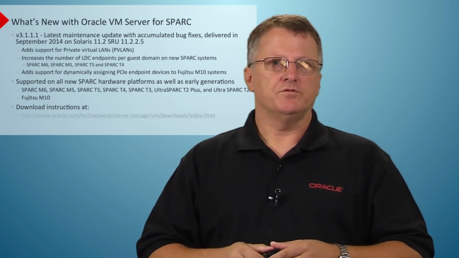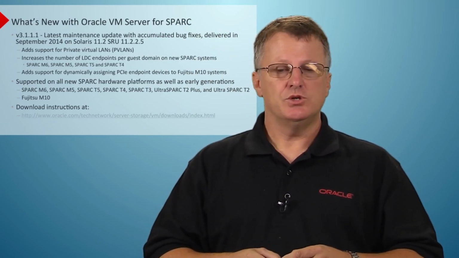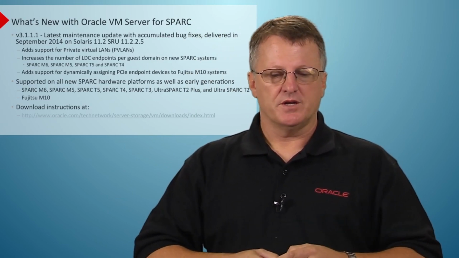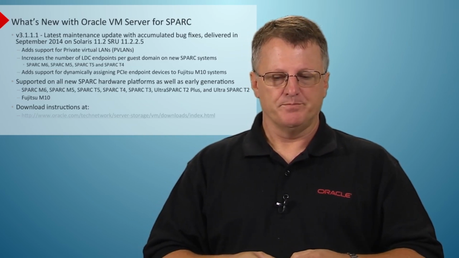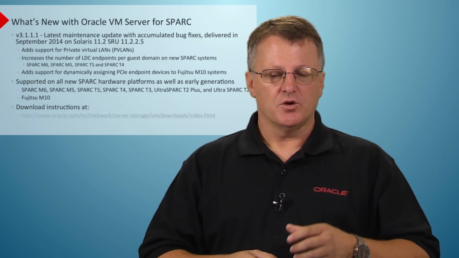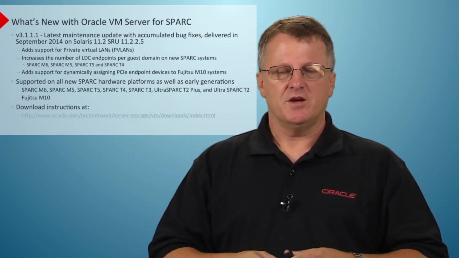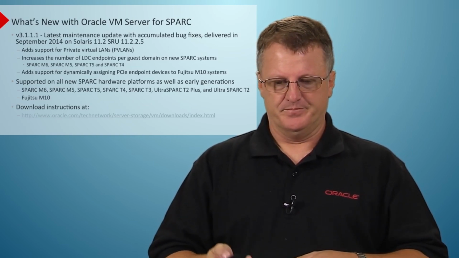This version of Oracle VM Server for SPARC is offered on all SPARC platforms beginning with SPARC T2 up to the very latest SPARC M6 and SPARC M10 platforms. Download instructions for this release are in the usual place. Go to oracle.com/technetwork, servers and storage, VM, and you'll see the downloads page.